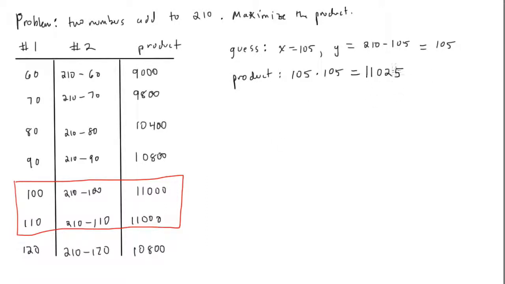So 11,025 is bigger than 11,000, and that occurred when I had 105 for both numbers. Now, this does not prove that 11,025 is the biggest, although it's certainly the biggest of the numbers that we've plugged into yet. Now, you might guess that this is what it is, but we really need to demonstrate that that's in fact correct. So that's what we'll look at here next.